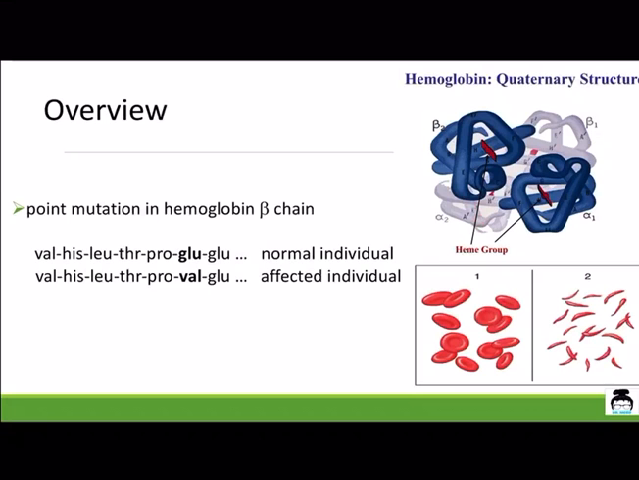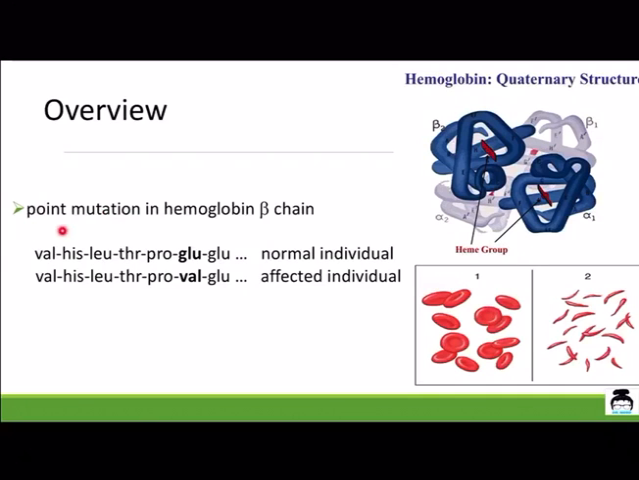Now each tertiary structure is called a chain. Because you have four tertiary structures, you have 4 chains. 2 of them are called beta chains and the other 2 are called alpha chains. Now in the case of sickle cell anemia, the alpha chains are unaffected, they're normal. The problem is with the beta chains of the hemoglobin.